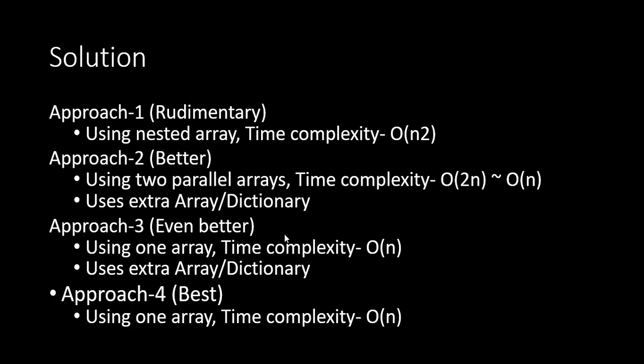As always, there are several approaches for that. One is of course rudimentary, the one that you begin with initially without bothering too much about efficiency. So time complexity is of course more here. As you get new approaches, you get better. In the next approach you will see that there are two parallel loops basically. Time complexity is close to O(n), and here you have to use one extra container, or you can say a dictionary.